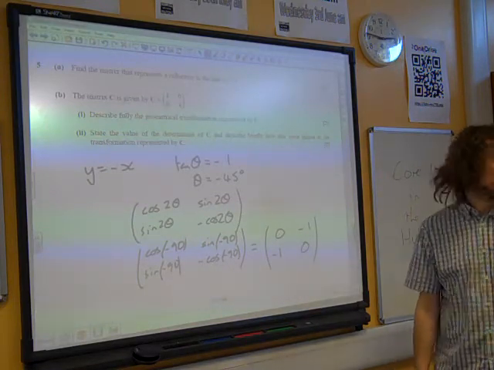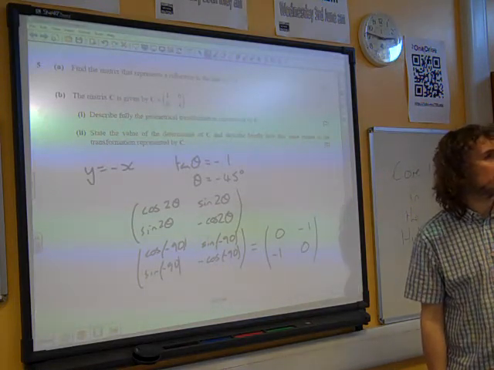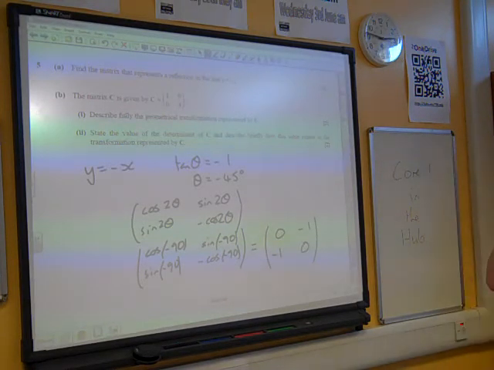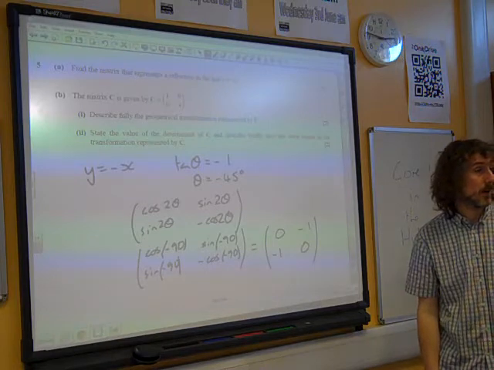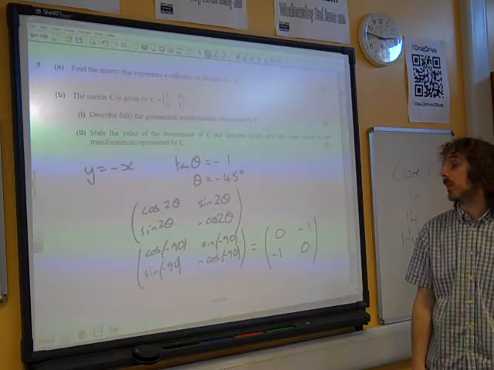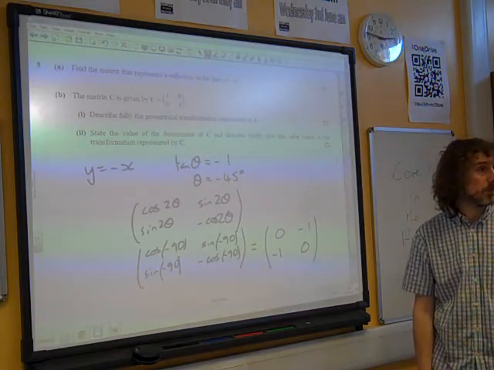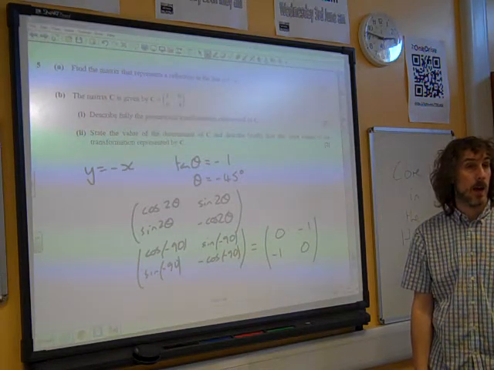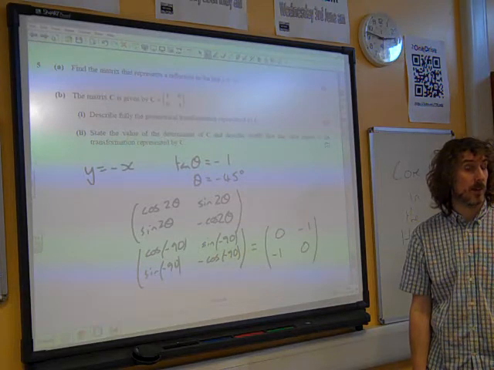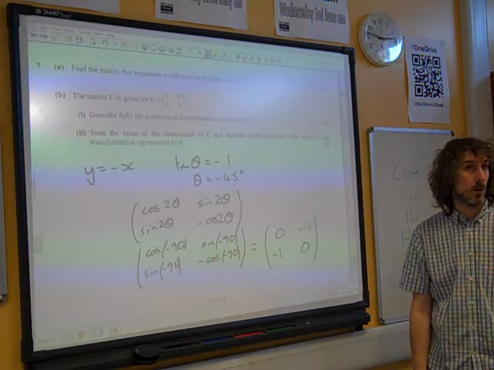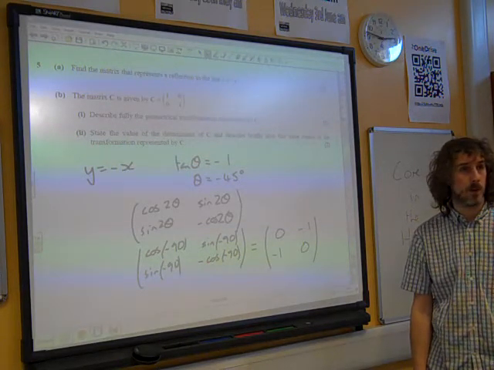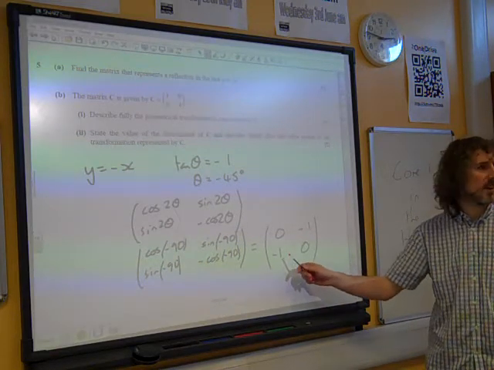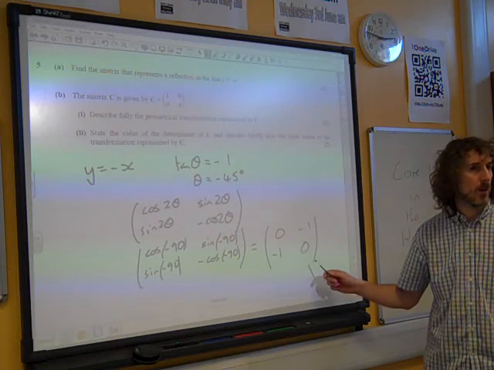Cool. 2 marks. Yes, Alex? Do you not use that method where you look at the 2 points and move them? Is that what you always worked for? No, you could have done that as well. So think about where the 2 points would end up. Is that using the unit square? It kind of is using the unit square, but it's thinking of the point 1, 0 ends up on that column, and the point 0, 1 ends up on that column.